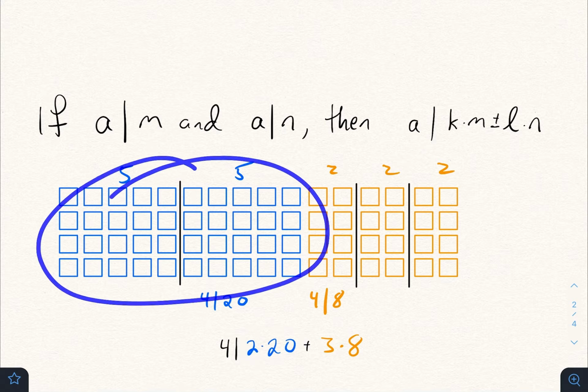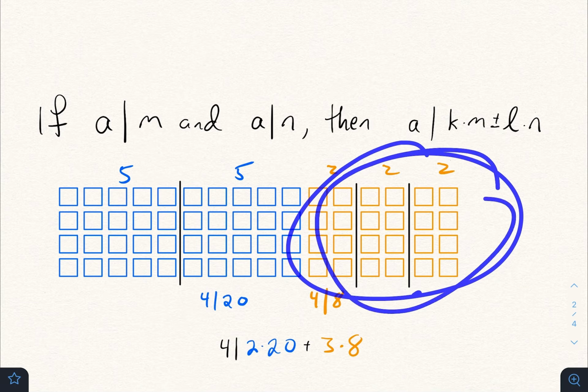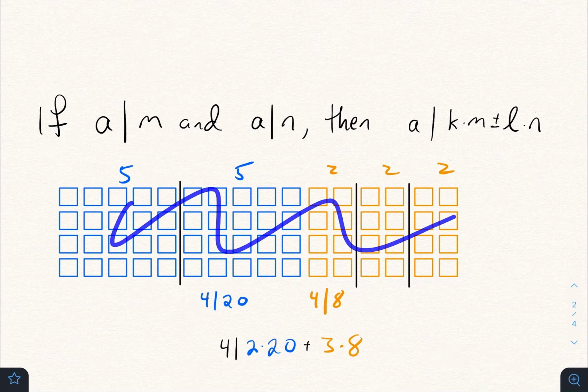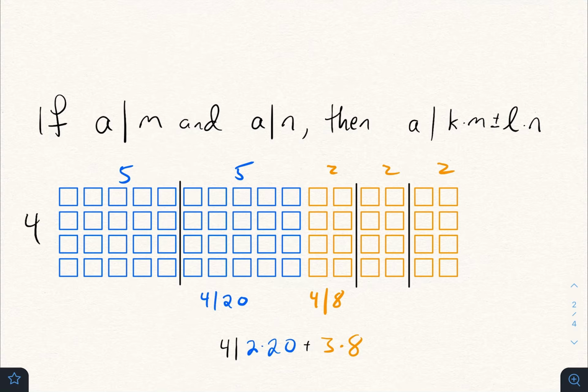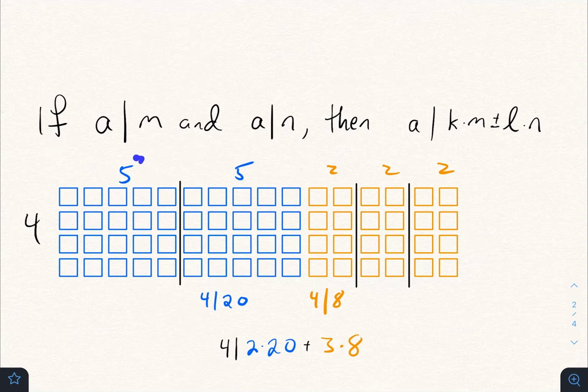If I wanted to represent 2 groups of 20, that's represented visually by this, and 3 groups of 8 is visually represented by this. So here's my 40, here's my 24, and we can represent this entire number as just 4 rows of a bunch of boxes. How many boxes? Well, we had 5 boxes for the 20 at the start, and so now we have 10 boxes from that, and now we're going to have 3 times 2 boxes coming from the number 8. Okay.